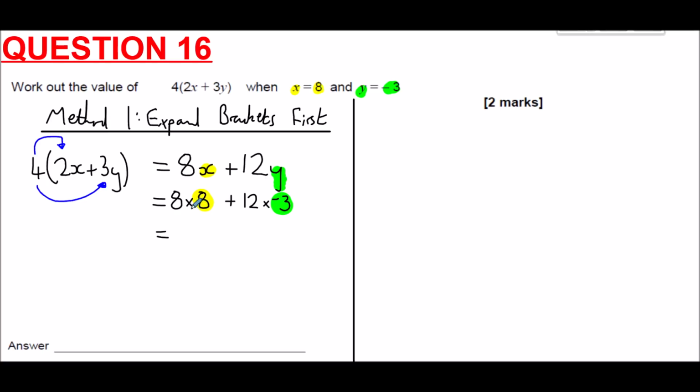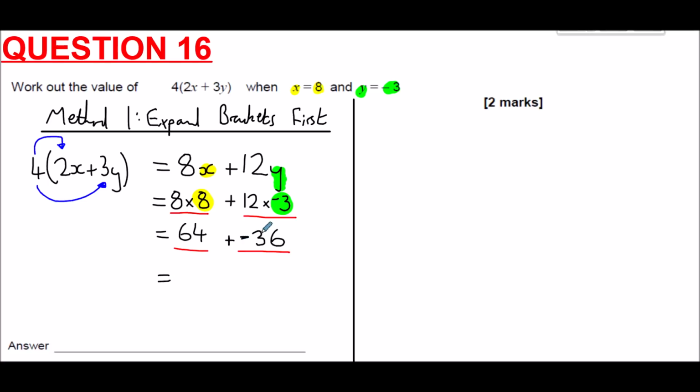So according to BIDMAS, if you've got multiplication and addition, you'd have to multiply first before we add. And so we're going to work out 8 multiplied by 8 and 12 multiplied by minus 3 before we add them together. 8 times 8 gives us 64. And 12 multiplied by 3 is 36. But because it's a minus 3, that would give us minus 36.